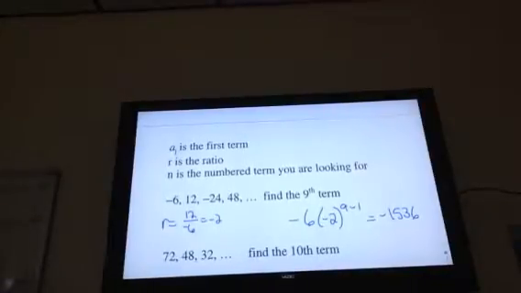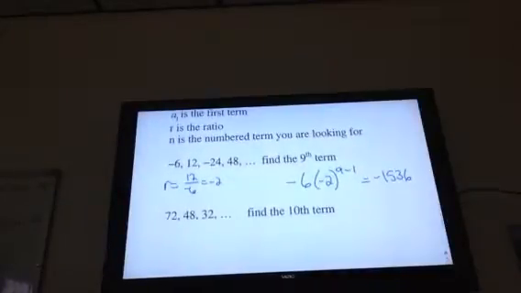Calculator questions, anyone? Yes? How do you do parentheses? The parentheses are above the 8 and the 9. What did you say we're supposed to get? Negative 1,536. Your parentheses are above 8 and 9. How do you do the little caret? The little caret is above the division key.